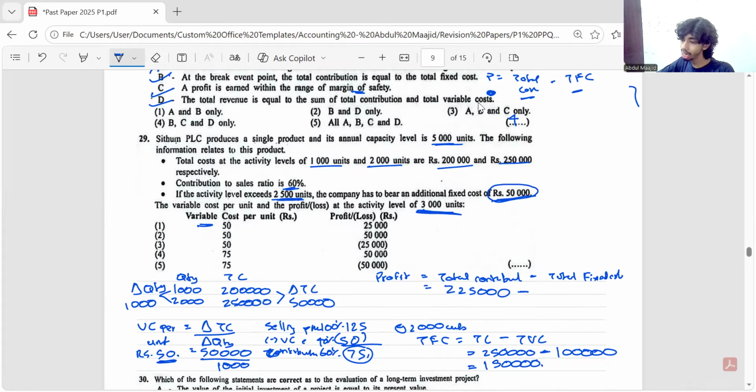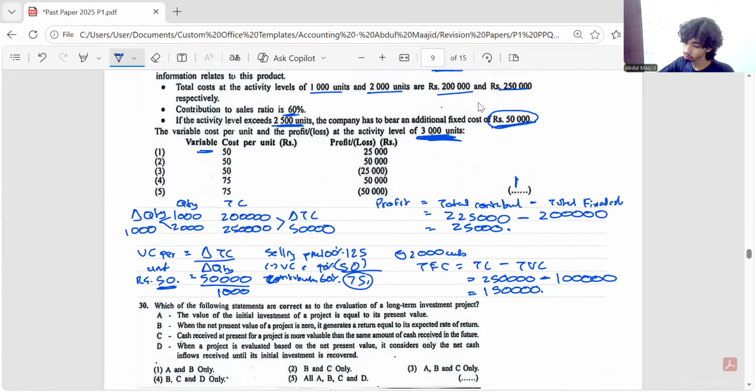Now they are asking the profit at 3,000 units, right? Then the fixed cost you have to increase by 50,000 because 3,000 is more than 2,500. At 2,000 units, your fixed cost was 150,000. Because they are asking the profit at 3,000 units, you will have to add another fixed cost of 50,000. Your total fixed cost will be 200,000. Profit will be 25,000. That is answer number 1. Then the 30th one.